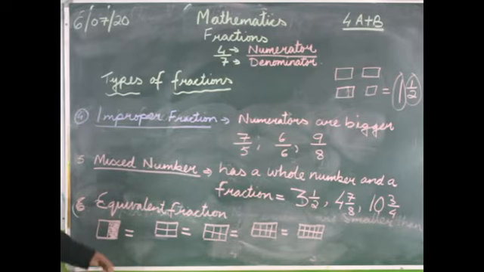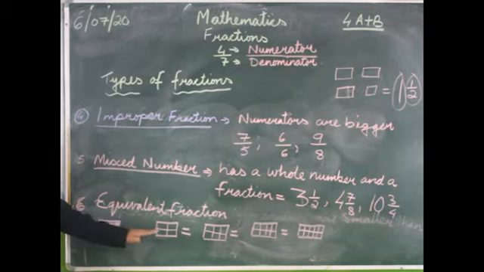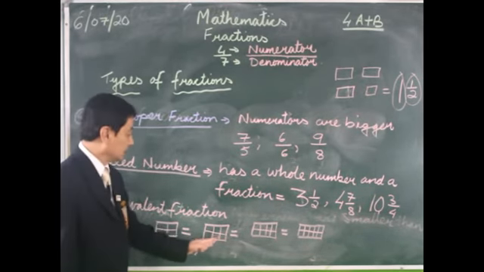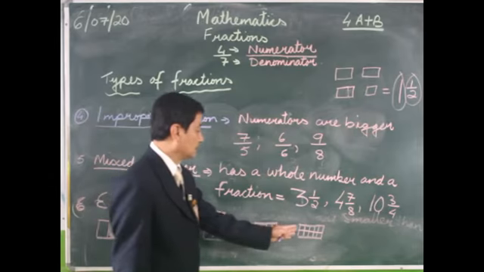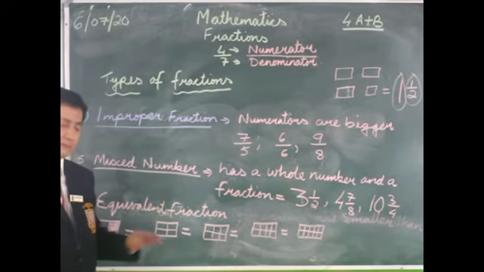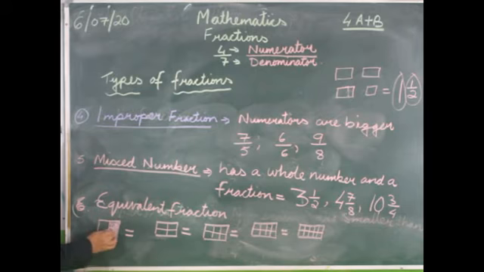1, 2, 3, 4, 5. Okay. You bought a chocolate. You divided this into 2 parts. You divided this into how many? 4 parts, 6 parts, 8 parts, and 10 parts. It's the same chocolate. There's no difference. Same size. So we can say you ate half. So how much did you eat?